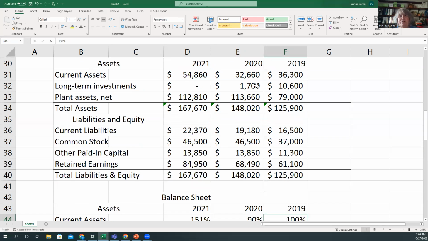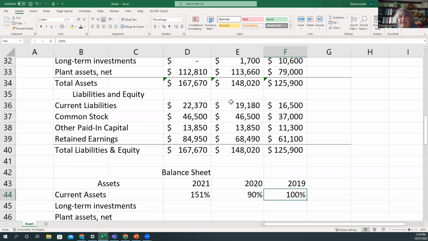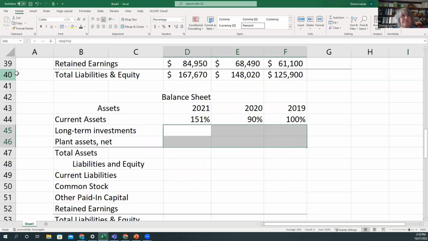We'll do the same thing. You can see the massive drop. Long-term investments, we had some in 2019, really reduced how many we had by 2020, and we don't have any in 2021. Plant assets steadily went up. Well, they went up in 2020, then they dropped just a little. So we're going to see at least 100% here, 100 and some percent. And it's still going to be 100 and some percent because it's still higher than the base, but it would be a little lower than 2020. So let's fill those guys in.